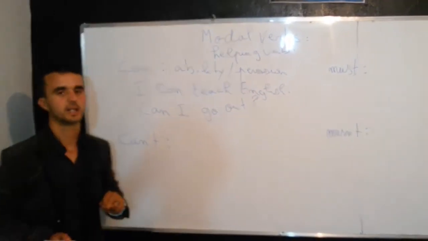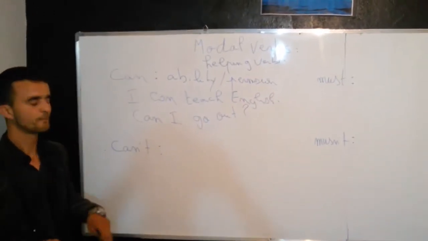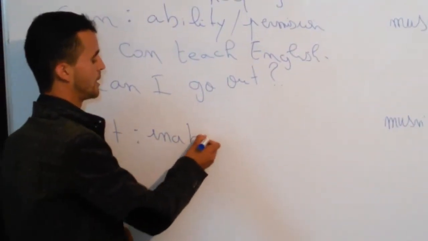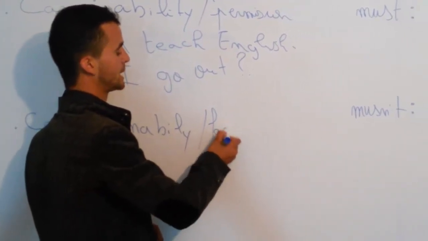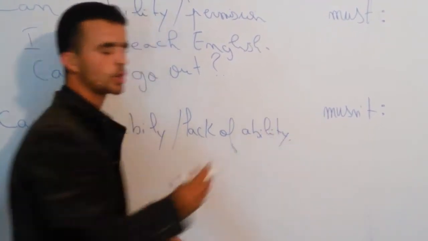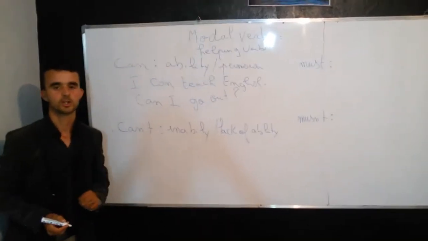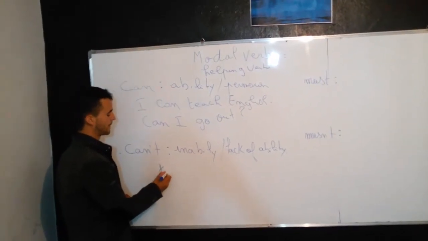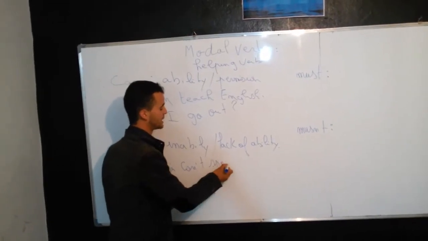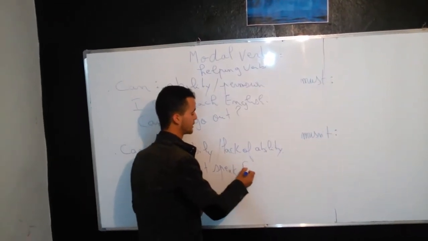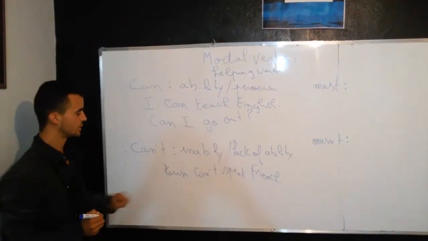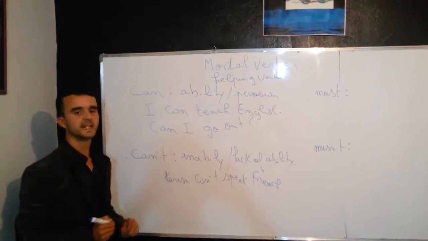Now let's move to can't. Can't is the opposite of can, and of course we use can't with inability, or lack of ability. If you can't do something, you can use can't. For example, Karim can't speak French. So Karim can't speak French, so can't is related to inability.